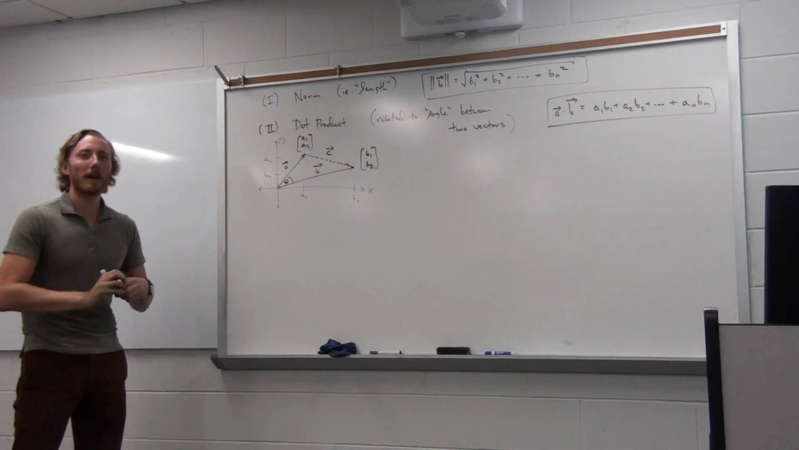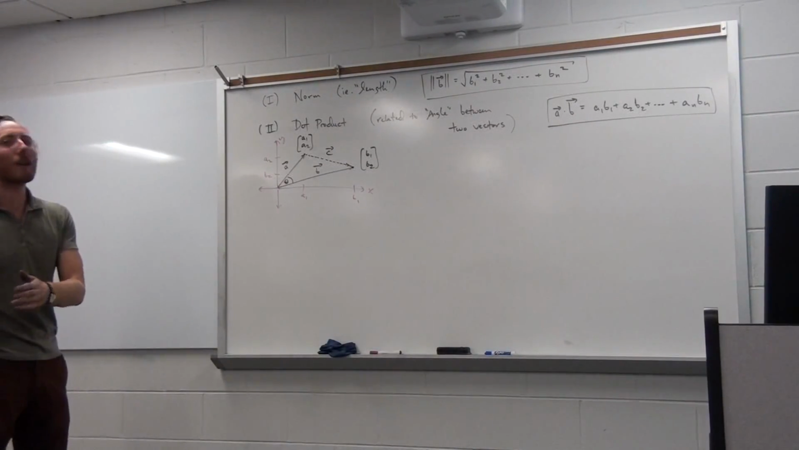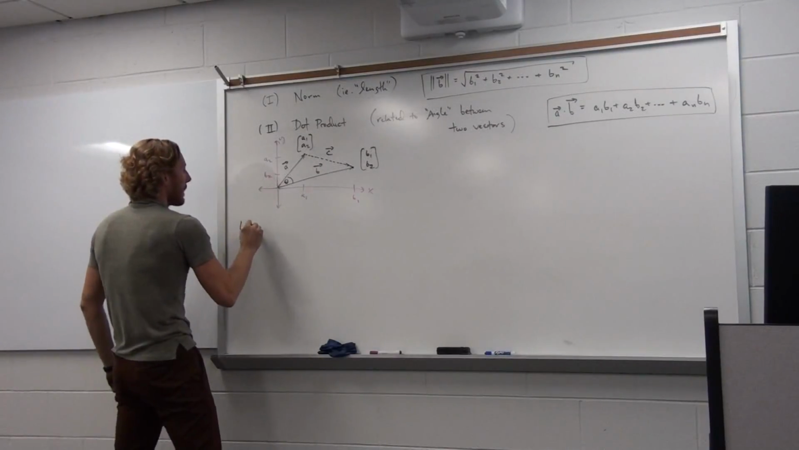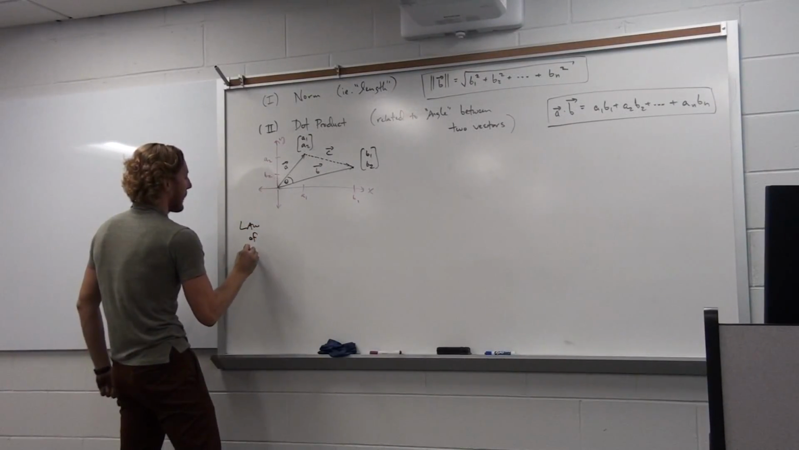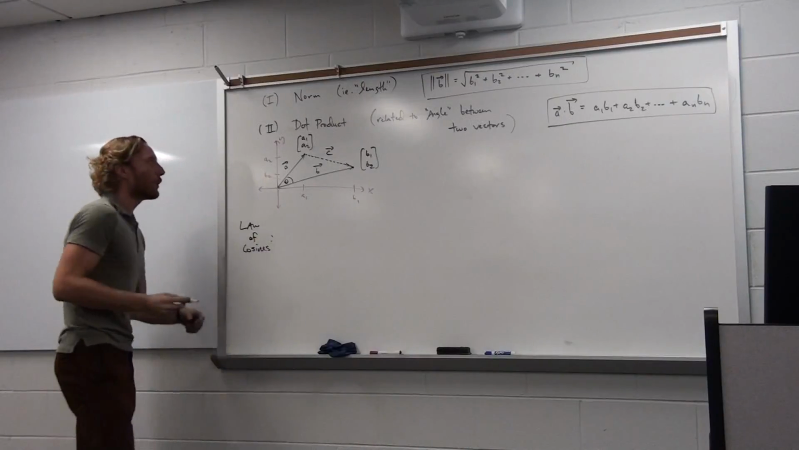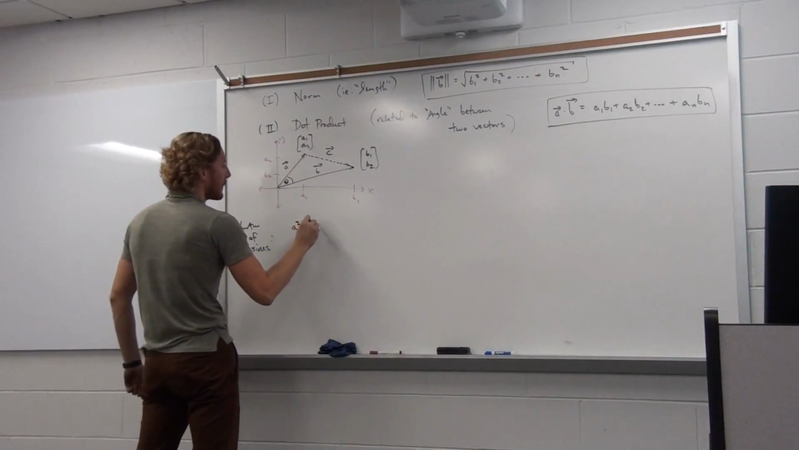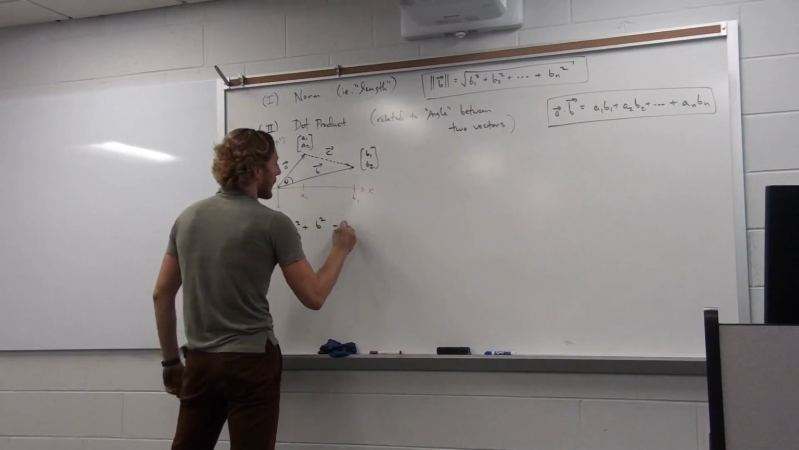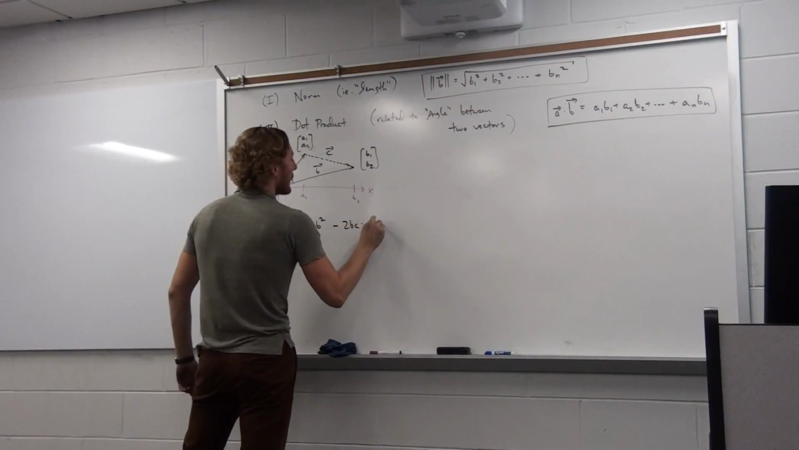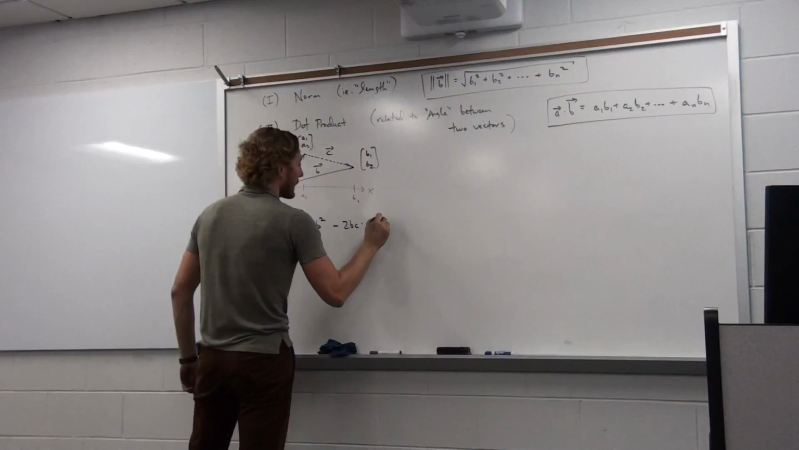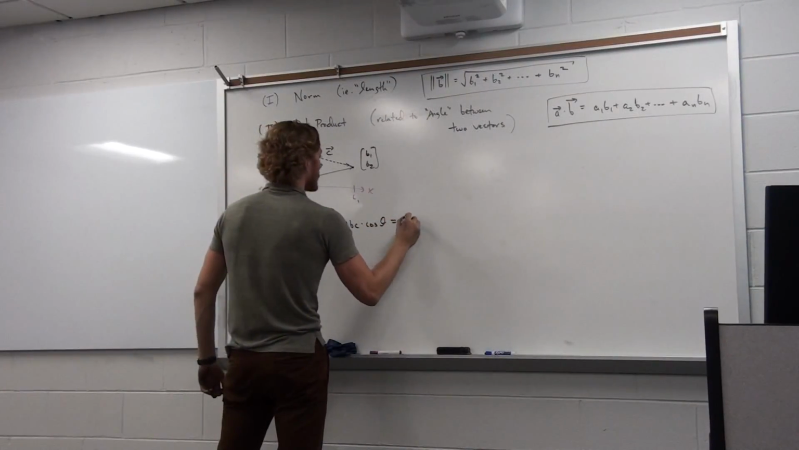And as soon as you have a triangle, whether it's a right triangle or not, you could apply the law of cosines. And you know what the law of cosines is. The law of cosines says that what? A squared plus B squared minus 2AB cosine of your angle is equal to C squared.